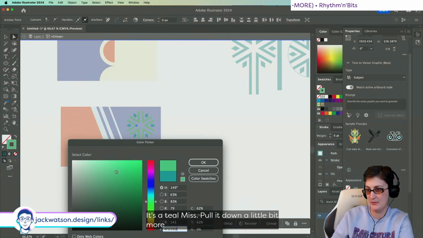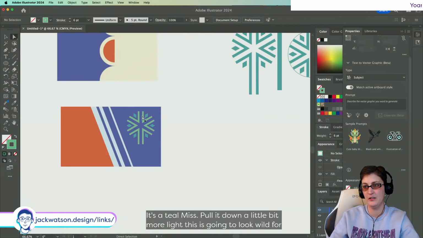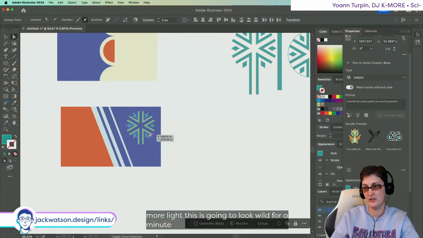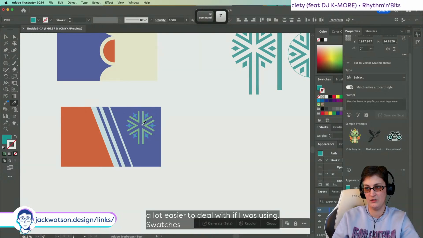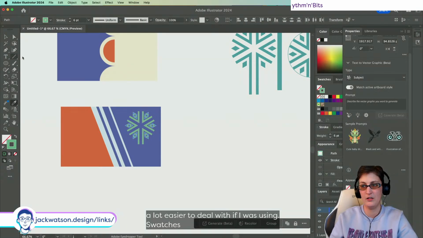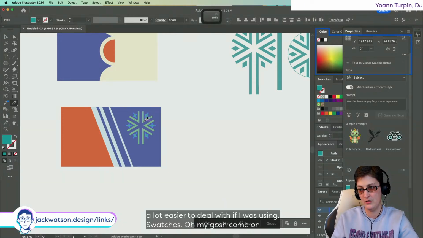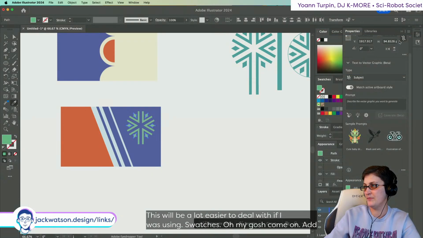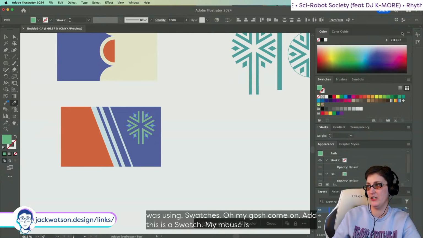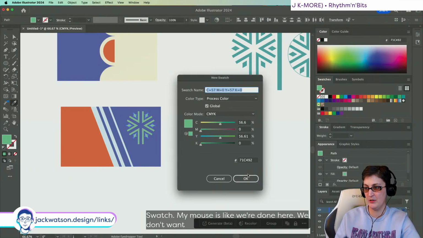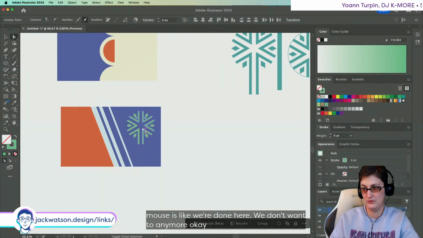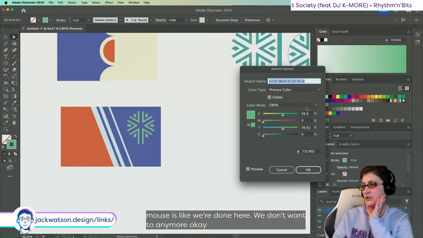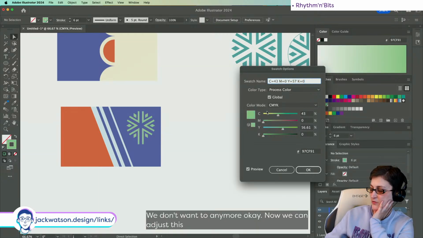Pull it down a little bit more with the light. This is gonna look wild for a minute. This would be a lot easier to deal with if I was using swatches. Oh my gosh, come on. Let's add this as a swatch. My mouse is like, we're done here. We don't want to anymore. Okay. Now we can adjust this to our heart's desire.